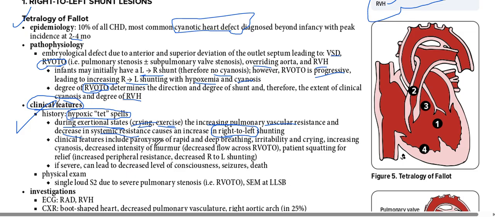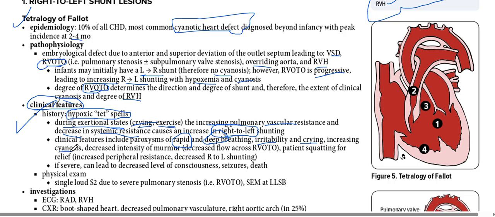Clinical features include paroxysms of rapid and deep breathing. What type of breathing is there? Rapid and deep breathing. Irritability and crying. The child will be very irritable. The child will be crying. Increasing cyanosis. Cyanosis will be there because I am talking about cyanotic heart disease, tetralogy of Fallot.